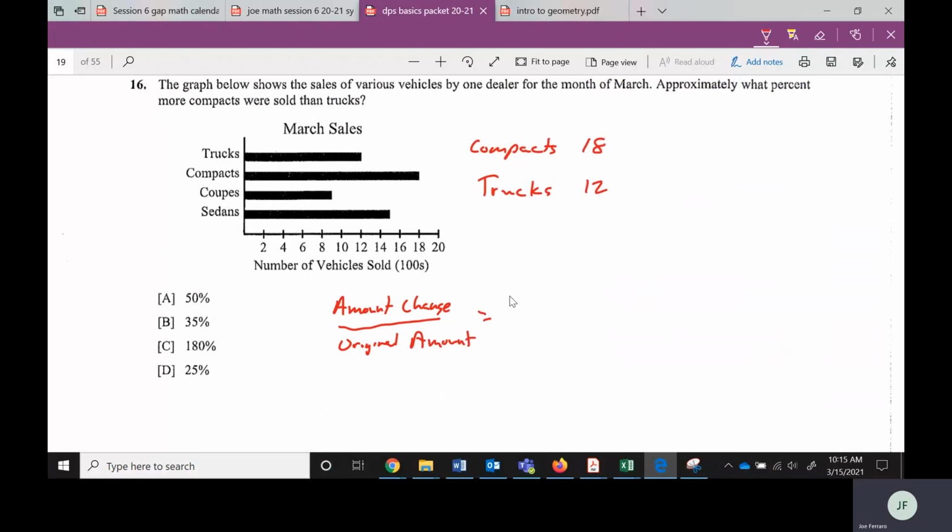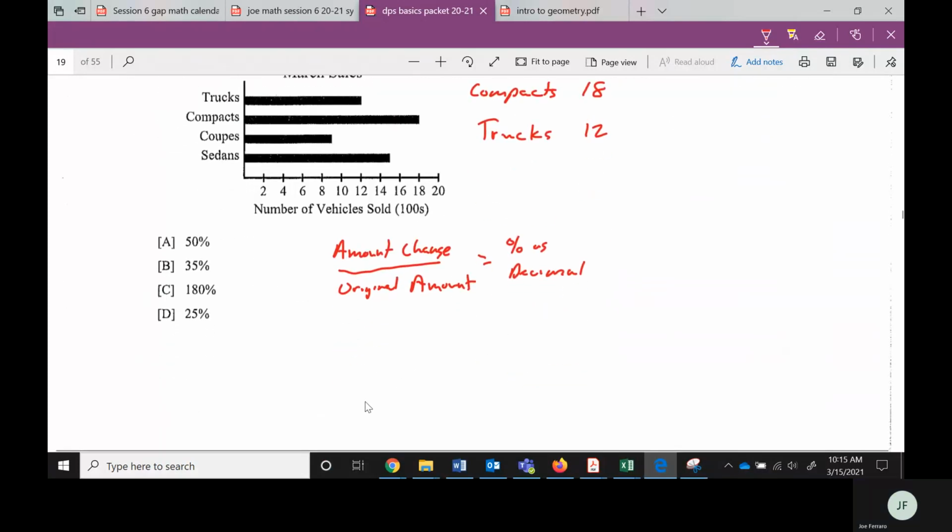And that would give you the % change as a decimal. Well, they want to know what % more compacts were sold than trucks. So that means you would start with the trucks and figure out how much more to get to the compacts. So if we did this, the original amount, we start with trucks. So it's kind of weird thinking that's the original amount. And then it's how much more to get to compacts.